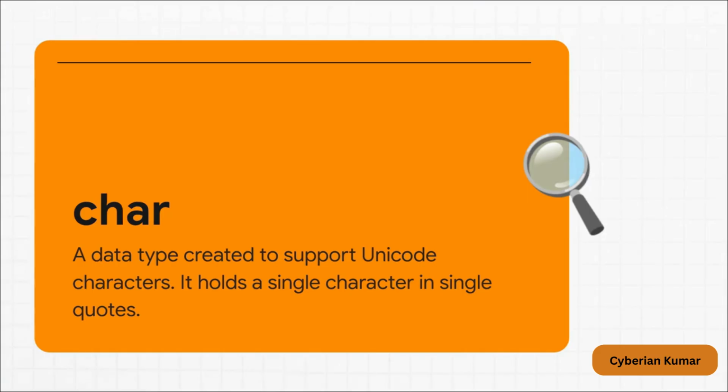So meet the char. It's a tiny little container that holds just a single character. This could be the letter A, a $ sign, or even the number 5, as long as it's treated as text. It's all based on a standard called Unicode, which is basically this giant universal library of every character from every language you can think of. This is what makes sure your code can handle anything from English to an emoji.